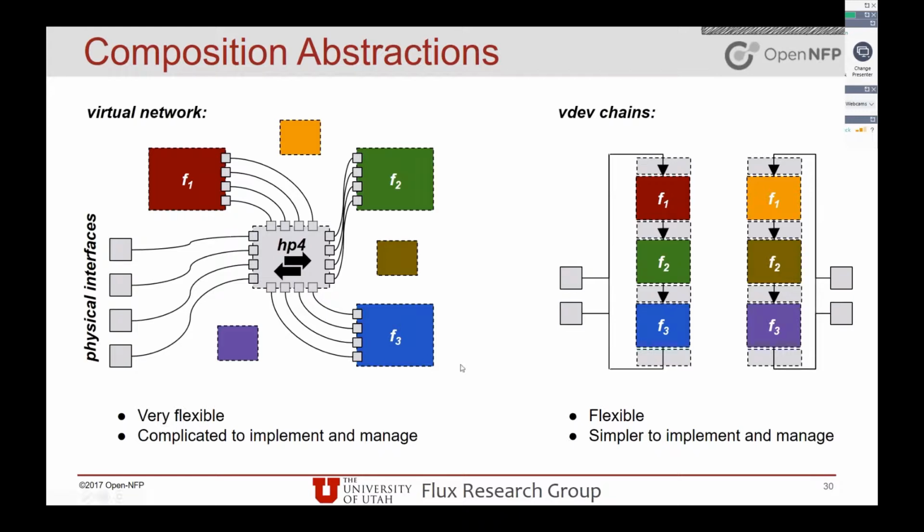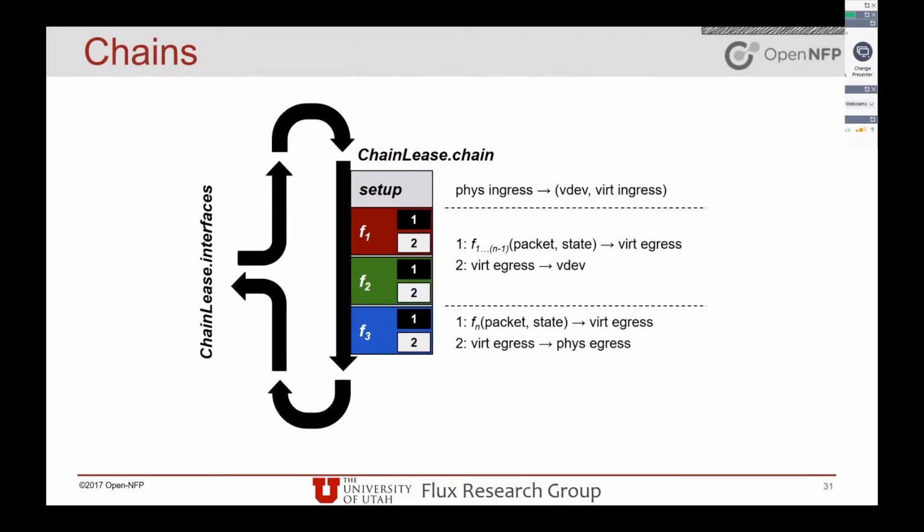It's also very complicated to implement and manage, but we opted for a simpler composition abstraction for now, which is the virtual device chain. So a simple service chain, so sequentially we can arrange these virtual devices together to apply complex policies to packets. Just one virtual device will take care of whatever it needs to do and then recirculate the packet so that it goes back around, and this time it will be processed by the second virtual device and so forth until it finally reaches the end, at which point the packet is sent out a physical interface.